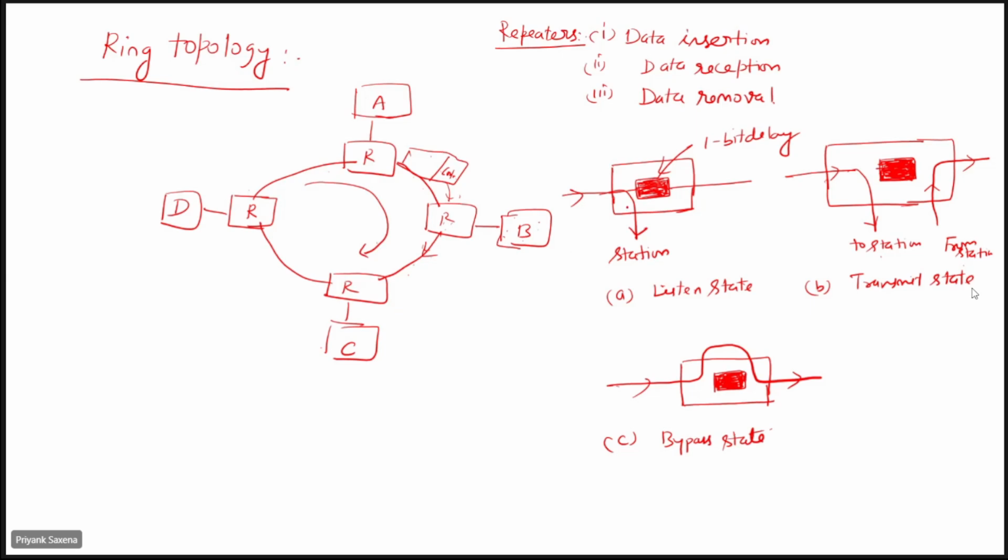So I am just restating that in the listen state, each bit that is received is transmitted with a small delay. This small delay is required to allow the repeater to perform necessary functions, and it is of the order of 1-bit time. Basically, the repeater simply passes the bit stream and finds out the address of the attached device.